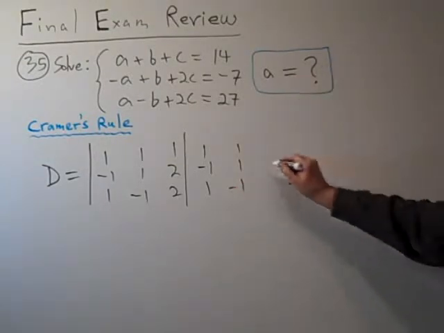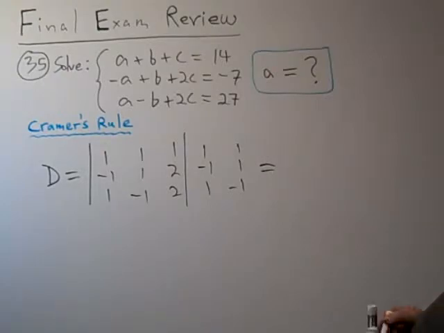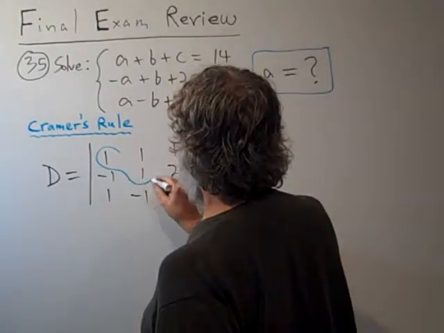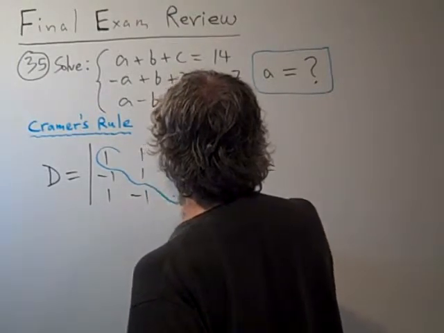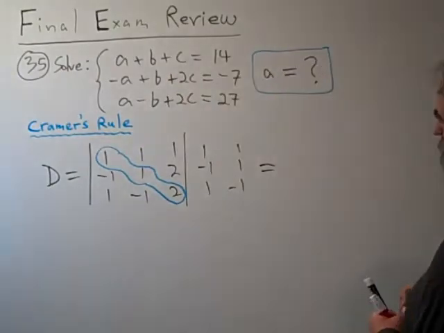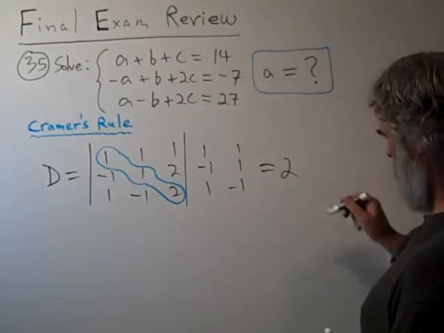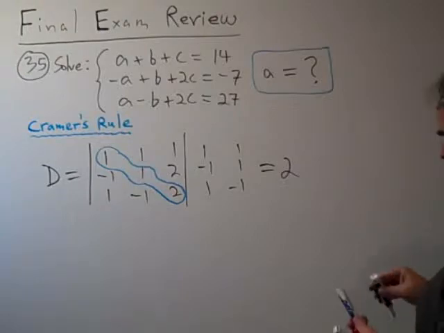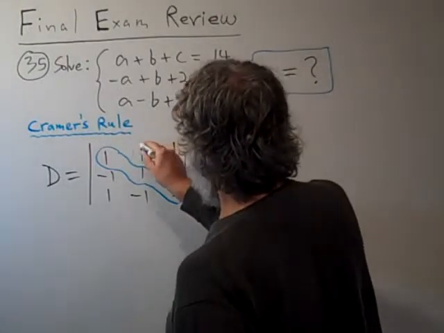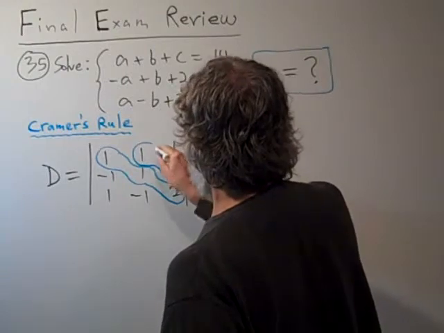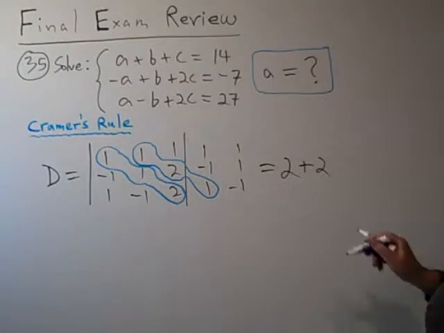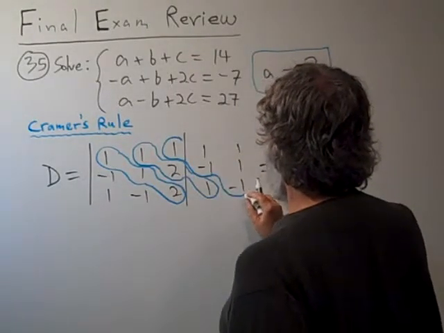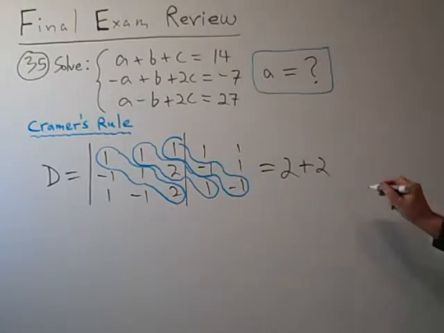And we start diagonally multiplying. We start off multiplying 1 times 1 times 2. 1 times 1 times 2 is equal to 2. And then we multiply 1 times 2 times 1, and that's equal to 2. We add that. Finally we get 1 times -1 times -1, and that equals +1.